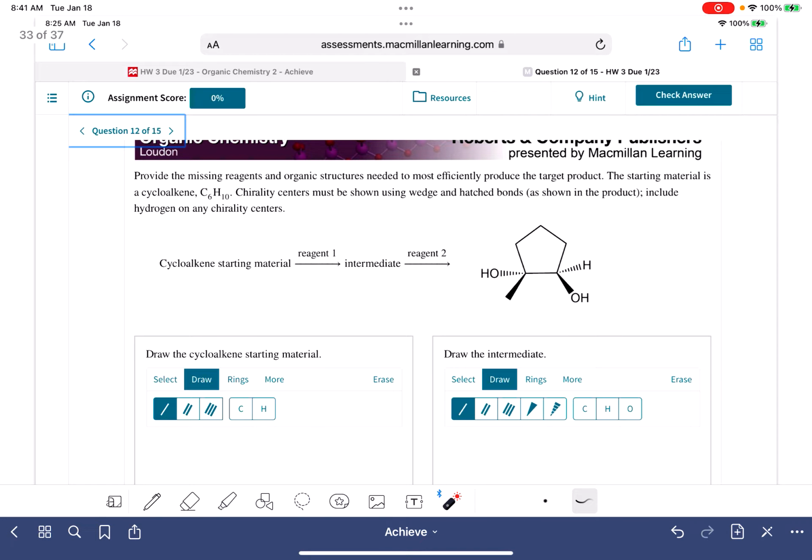We have another similar-ish multi-step reaction. This one you actually have to draw the products and the intermediates. It's giving you a hint. It says you're going to start with a cycloalkene, meaning that you need to have a carbon-carbon double bond. And it's also telling you that it is C6H10.